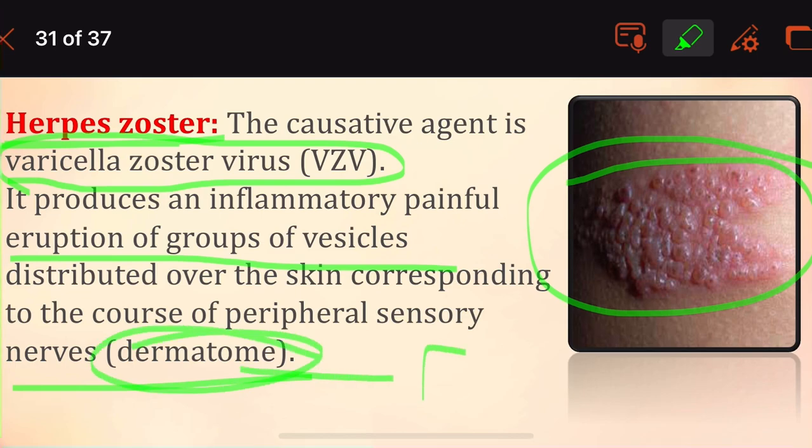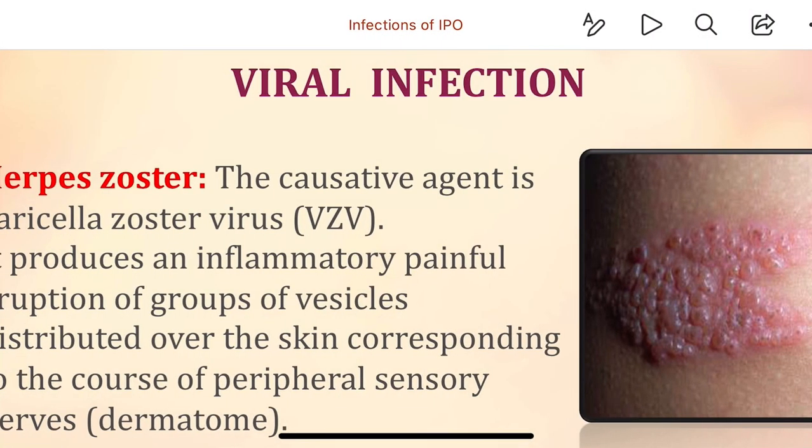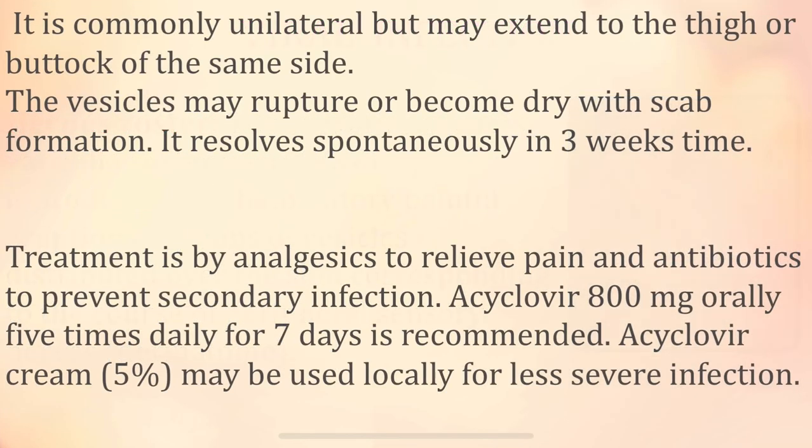A dermatome is the area supplied by the nerves derived from a single spinal nerve root. So it follows the course of peripheral sensory nerves, that is, the dermatome. Herpes zoster is commonly unilateral, but it can also extend up to the thighs or the buttocks of the same side. So this herpes zoster infection from the vulva can extend to the thighs, or go back into the buttocks, but it is usually unilateral.